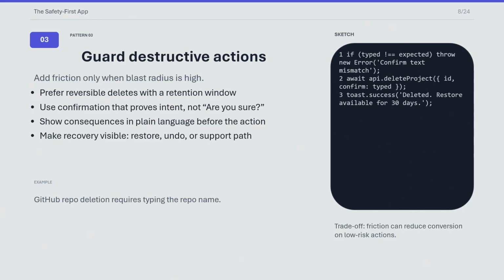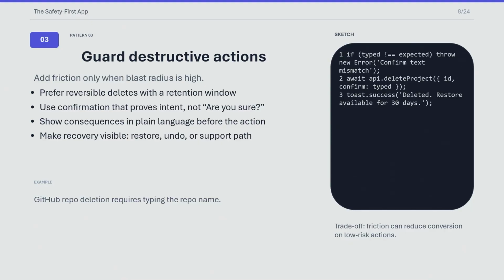Number 3, guard destructive actions. Add friction only when the blast radius is high. It's a very common thing when you look at these destructive actions: someone deletes something accidentally and then they can't get it back again. It's a very normal thing. And that's why you need to prefer reversible deletes with a retention window.